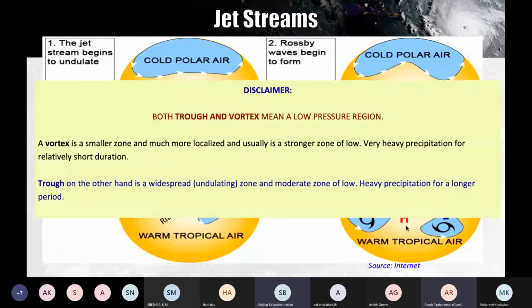Okay. Sir, 1 minute, sir. Can you please tell how that jet stream forms once again, sir? That cold air pinching you told, no, sir. Can you please explain it, sir?